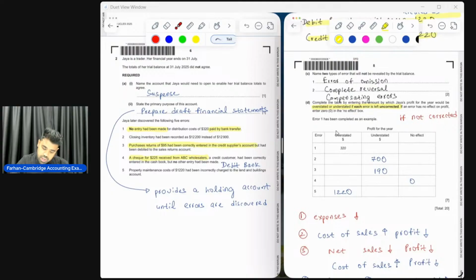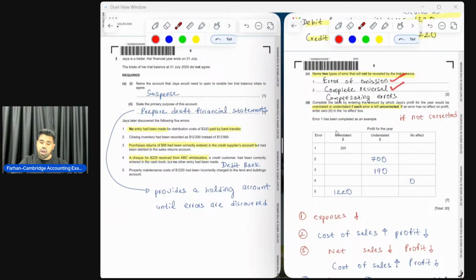In part C, name 2 types of errors that will not be revealed by the trial balance. So we have already discussed this. When we find the differences in the debit and credit values presented within the trial balance, there are many errors that we can't discover. So the question is requiring us to give 2, but we will talk about 3. The first one is error of omission, which we clearly understand that the bookkeeper forgot to record it or was not present enough to identify that one transaction was missing.